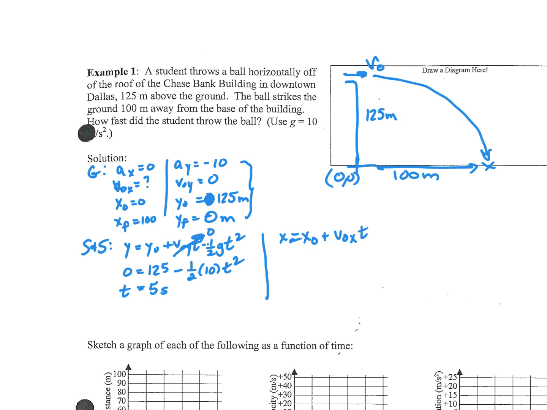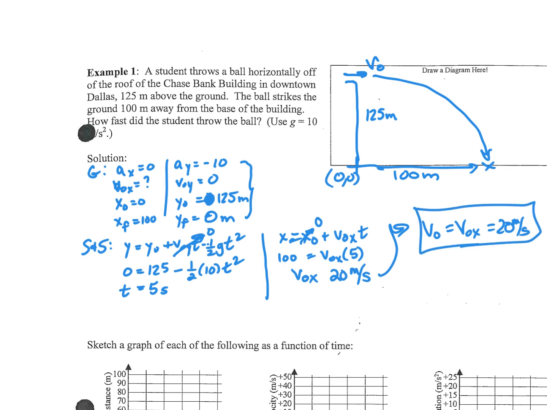Well, guess what? We know this. We know x final is 100. X initial was 0. So this is v initial in the x direction times the time, which is 5. So v initial in the x direction was 20 meters per second. And so we know that since it's all in the x direction, then v initial is equal to v initial x, which is 20 meters per second. So that's my answer right there. Okay?